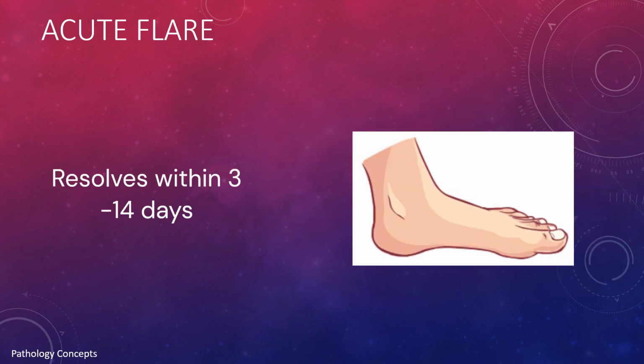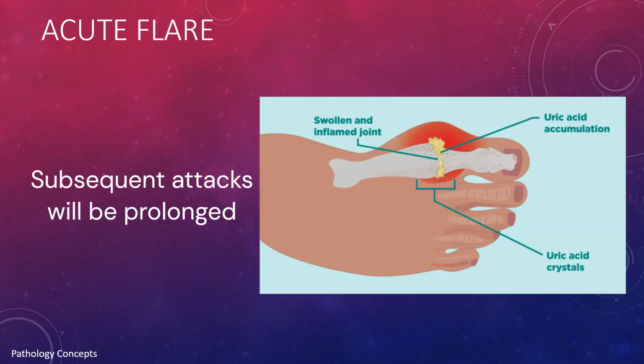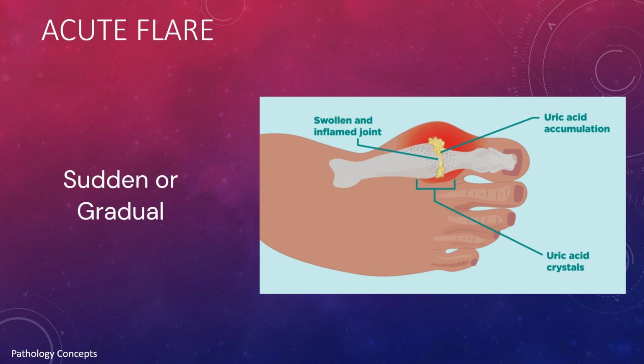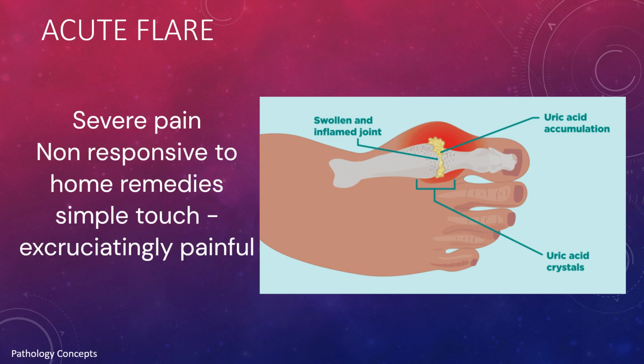The initial attacks resolve within 3 to 14 days, even in the absence of pharmacotherapy, but the subsequent attacks are prolonged. Gout flares are more common at night and in the early morning when cortisol levels are low. The pain is often sudden, waking the patient from sleep, or may develop gradually over a few hours before presentation, with maximum intensity of pain at 24 hours.